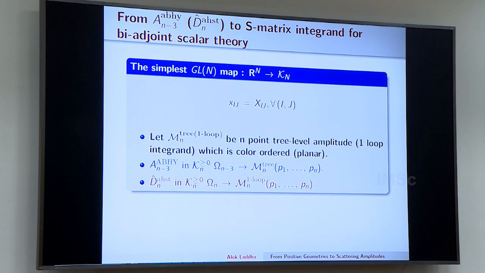So the simplest map you could look at is just identify them. So you just say that small xij is capital Xij for all ij, and then it turns out that if you do this identification, then the function that was multiplying the basis form in the case of the ABHY associator gives us a planar amplitude for this phi cube theory, bi-adjoint phi cube theory. And the function that was multiplying the basis form in the case of d hat gives us the one loop integrand for the bi-adjoint phi cube theory again.